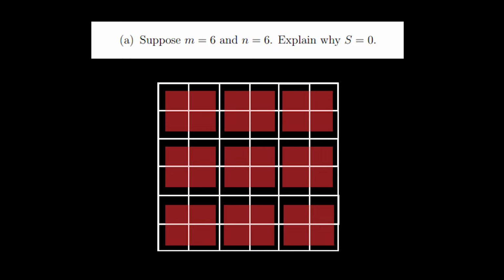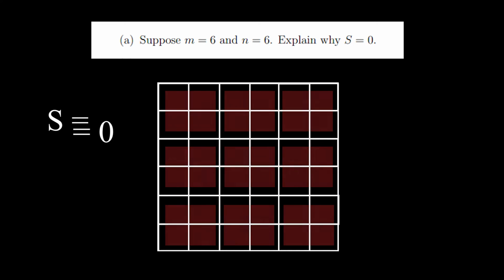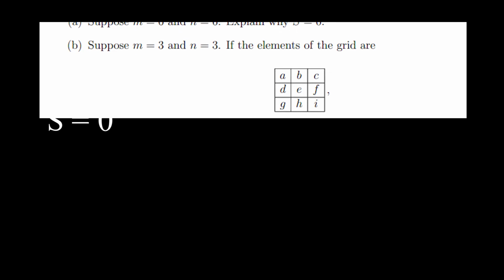And since there's no overlapping, we can calculate S, the sum of all of the entries, by adding up the sum in every one of these subgrids, which gives us a total of 0. Just proven, and let's move on to question B.